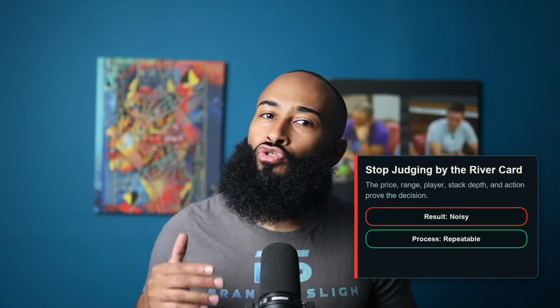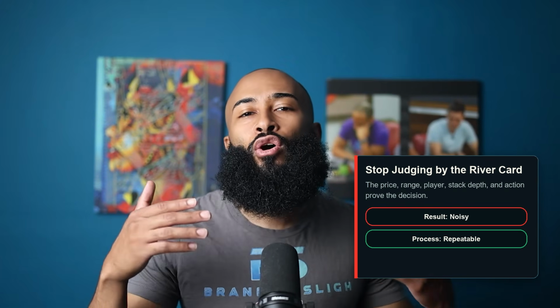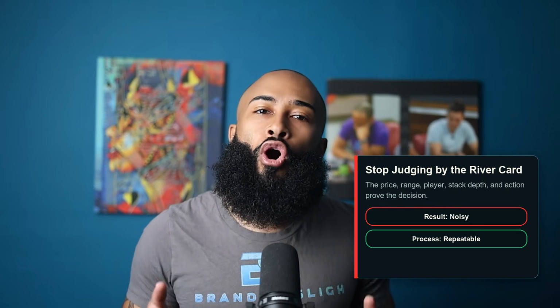The card that comes next does not prove your decision was good. The price, range, player, and all the actions that occurred are what prove the decision was good, aka plus EV. If you want to improve fast, start judging your choices by these factors and not by whether the dealer gave you the card you wanted.